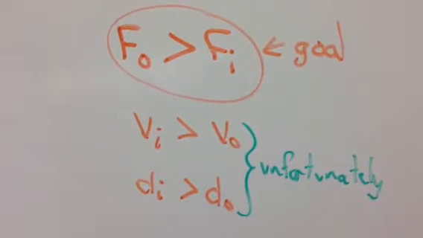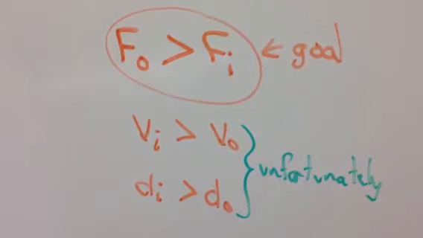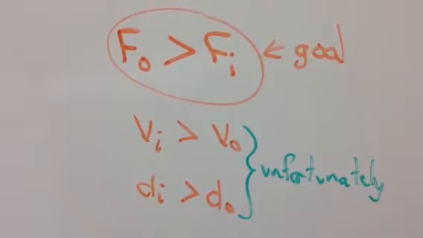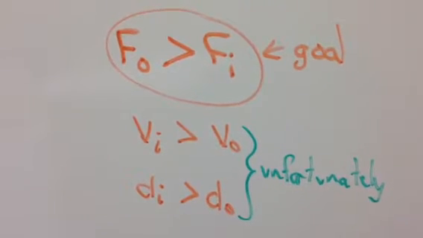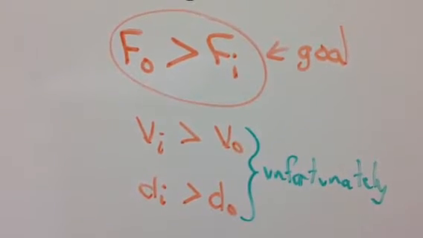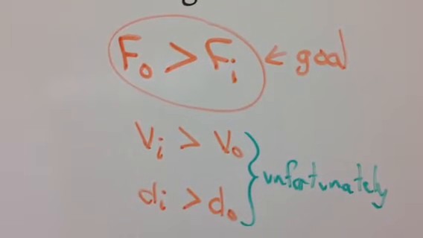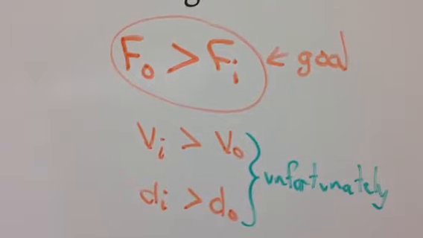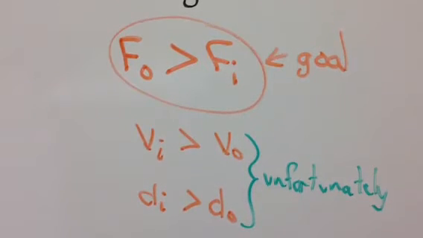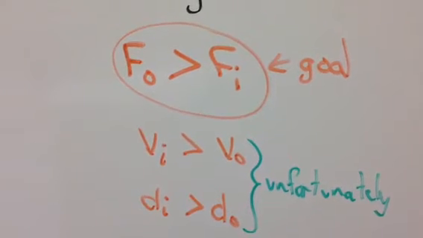That's the goal. But as a result, unfortunately, because of the nature of our universe and the law of conservation of energy, that input force, which is relatively small, must be applied at a higher speed or over a larger displacement to get that larger output force over a smaller output displacement or at a smaller velocity.